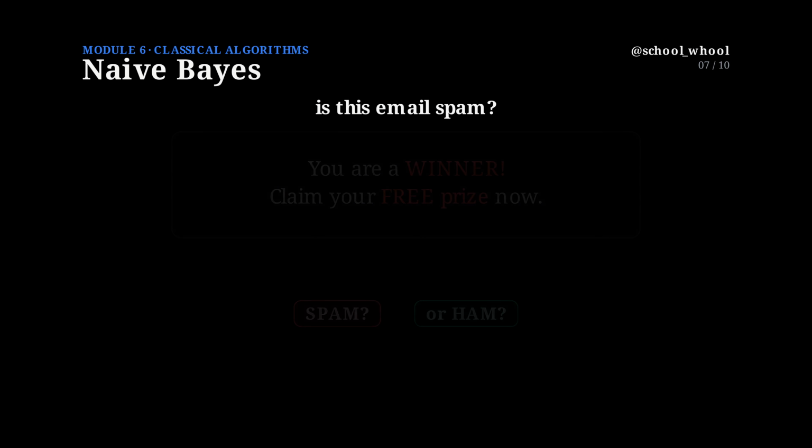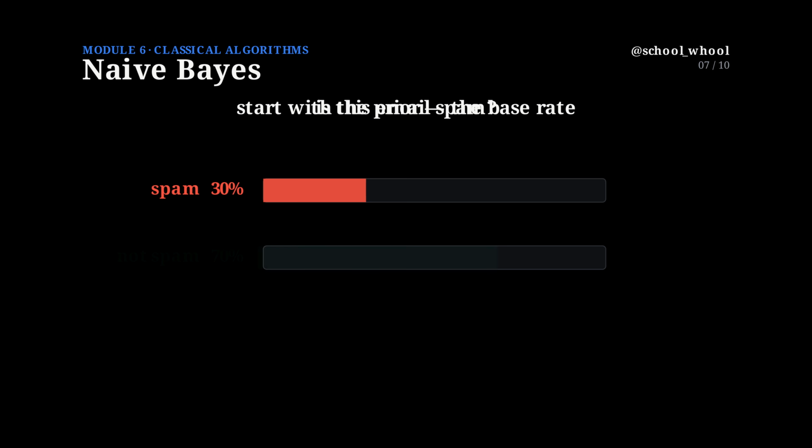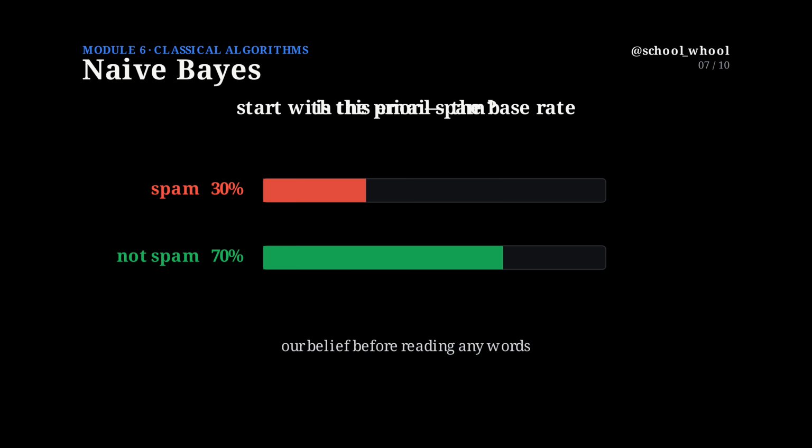We start with the base rate, how common each class is to begin with. Say roughly 3 in 10 emails are spam. That's our starting belief, before reading a single word. This is called the prior.